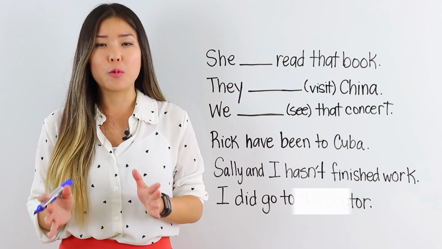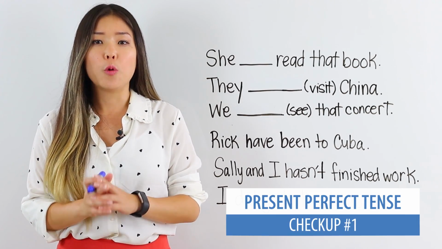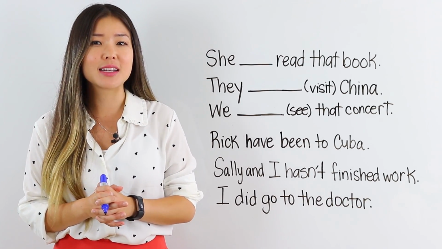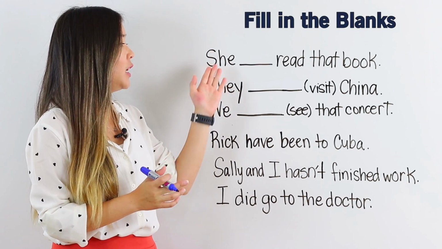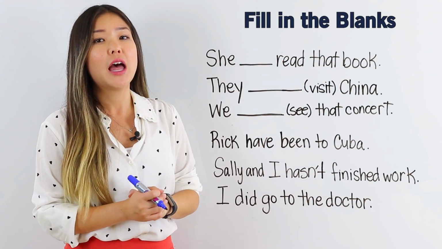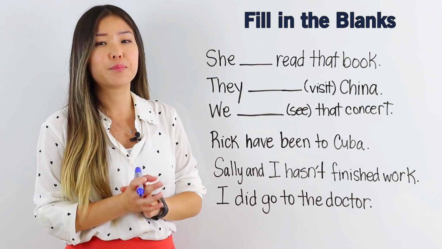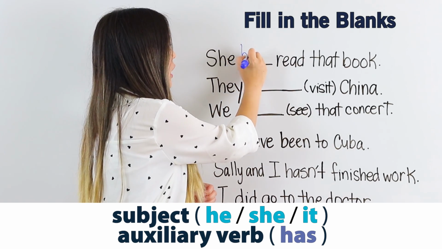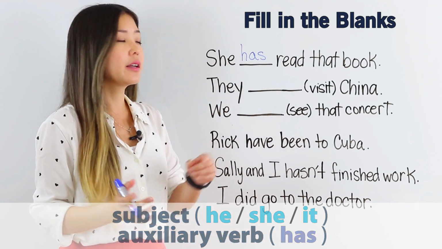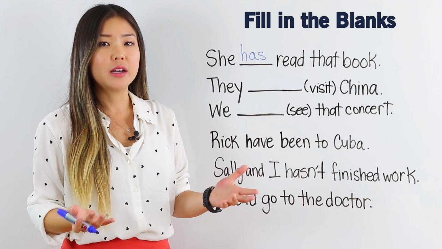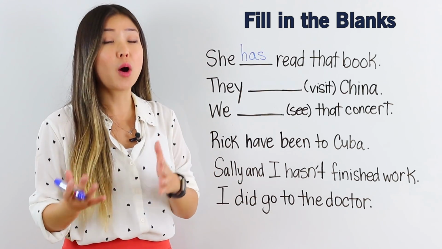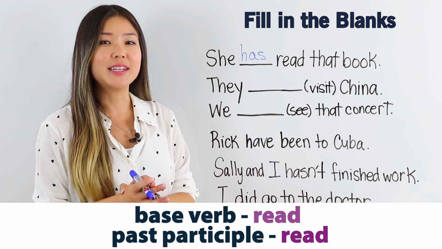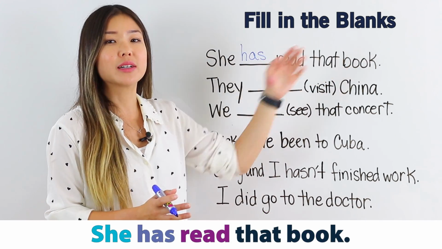For this checkup, we'll take a look at the present perfect tense, which describes an action that happened at an unknown or indefinite time in the past. Let's look at the first sentence. "She blank read that book." The subject in this sentence is she. For he, she, it, in this tense, we say has. She has. Now, take a look at the verb. It looks like read, but remember, we need to use the past participle of the verb, so it's actually read. Read and read are spelled the same. She has read that book.